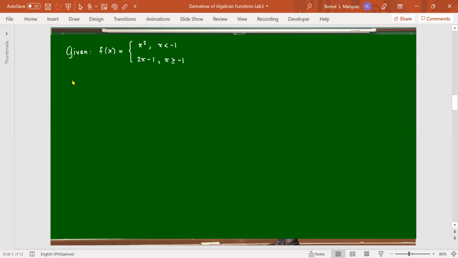Guys, I want to find f prime of negative 1. Now, let's see if the derivative of f at negative 1 exists. So how to determine if f prime of negative 1 will exist, guys? Anyone? You have to compute for what?